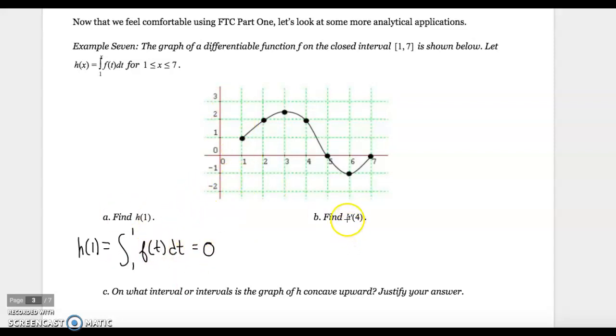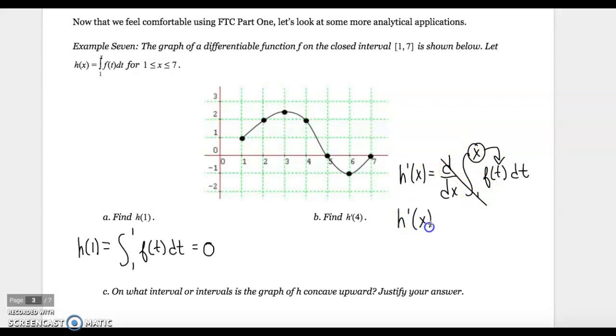So that's part A. Part B says find h prime of 4. When we find h prime of 4, the first thing we should do is find h prime. So h prime of x means we need to take the derivative of the integral from 1 to x of f of t dt. According to our fundamental theorem of calculus, when I take the derivative of an integral, it cancels out and I'm plugging in that x value.